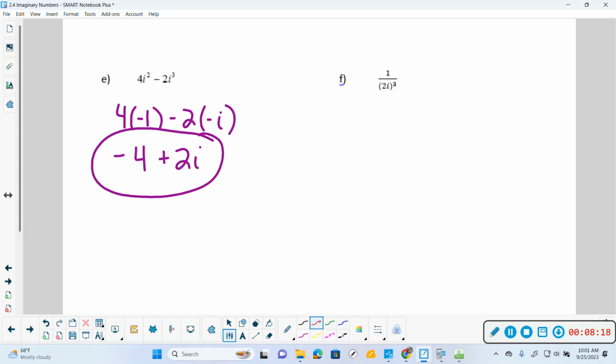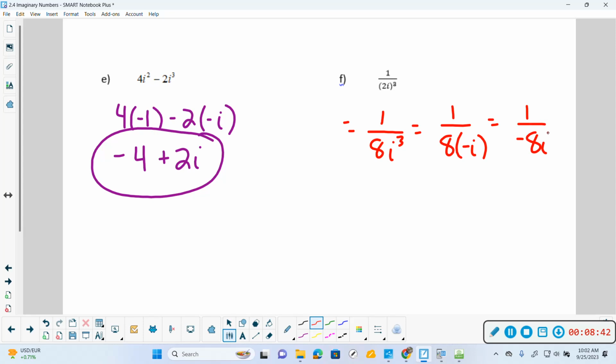All right, let's take a look at this guy. 1 over 2i cubed. Well, I'm going to, of course, cube everything underneath. What's 2 cubed? 8. And then i cubed. And as always, you can't have anything beyond just i to the first power. So I'm going to rewrite that i cubed as negative i. I'm going to make this negative 8i.